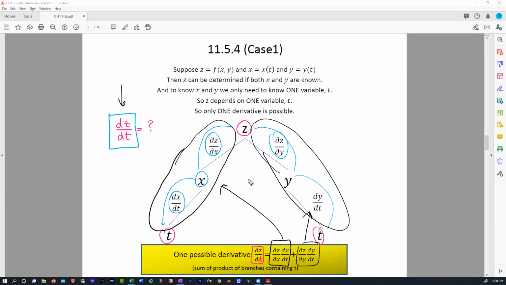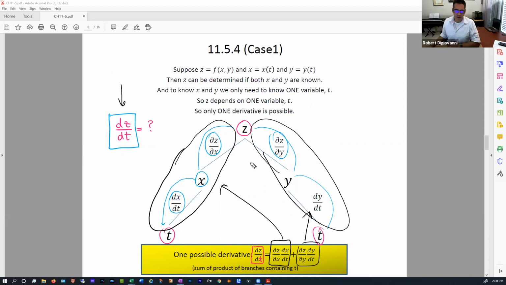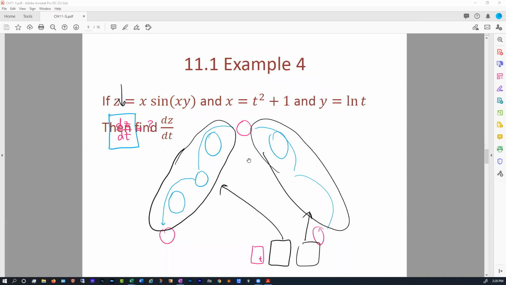All right. So that seems fairly simple. It is, but let's look at the example, and then you'll see how.